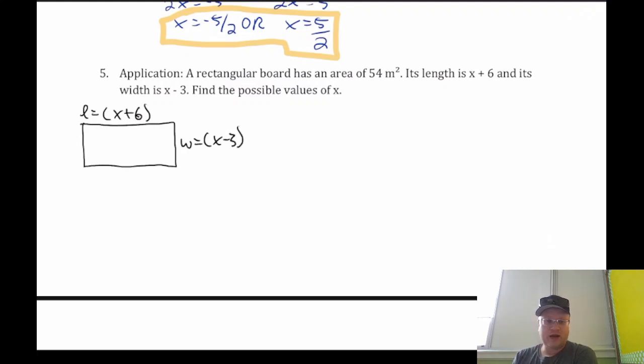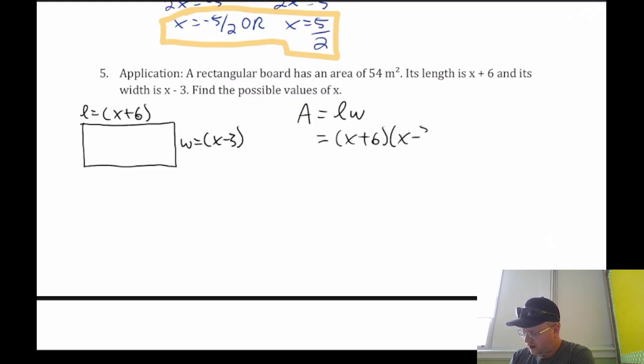And we're going to need to know the area of a rectangle here, which presumably we do. Area of a rectangle is length times width. So we know the length is x plus 6. We know the width is x minus 3. And we're told that the area is 54 meters squared, so we already know that value as well. So basically, now we have a quadratic equation we need to solve. And we need to deal with that 54 somehow. So we're just going to multiply everything together, set it equal to 0, and go from there.